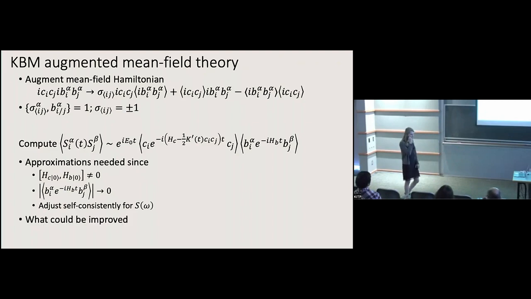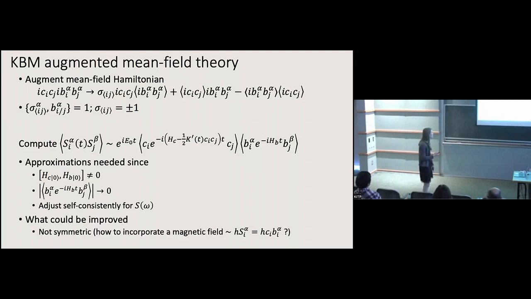So there are a couple of things that I think could be improved on this. One is that it's a non-symmetric implementation, so the C's and B's are no longer symmetric. So what happens when I add a magnetic field? It's not exactly clear how to extend the method to that. And then you had several additional approximations that you had to do, including the approximation of using mean field theory, including some things that we had to put in by hand to correct everything.